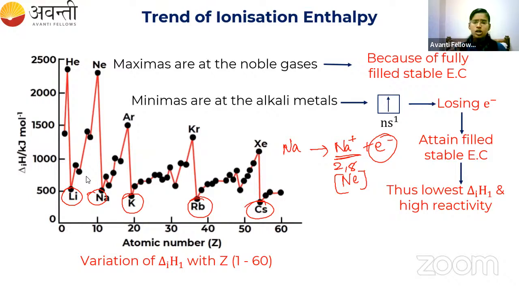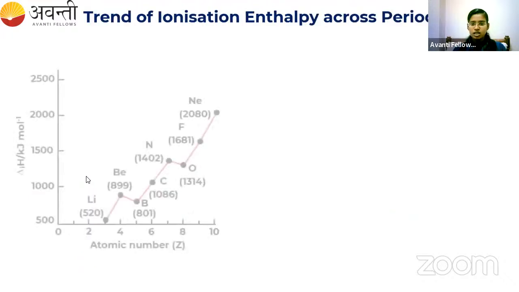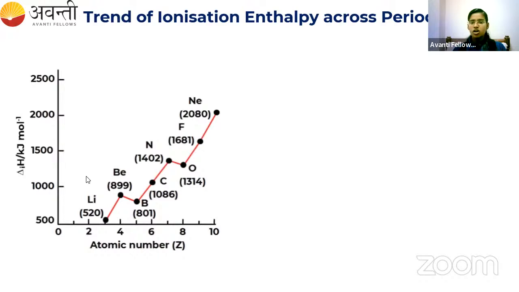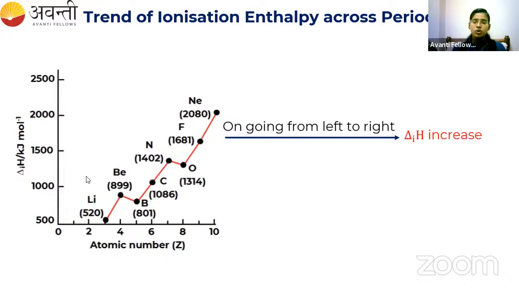So what do we observe from this? Across the period, ionization energy increases. You see here, from lithium to neon, ionization energy on going from left to right, across the period, increases. You all know why it increases, right? I told you. Electrons are added into the same shell. If I take lithium, this is lithium and this is beryllium.